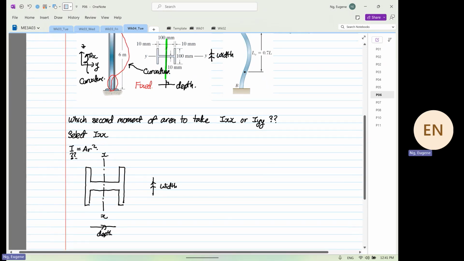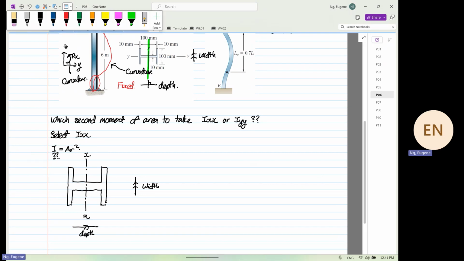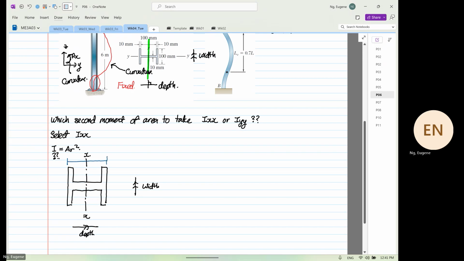So some geometry information. We know from here to here, this is 120 millimeters. From here to here, this is 100 millimeters. Distance from here to here is 10 millimeters. And distance from here to here is 10 millimeters. Likewise, distance from here to here is 10 millimeters. Okay, so we want to find Ixx.